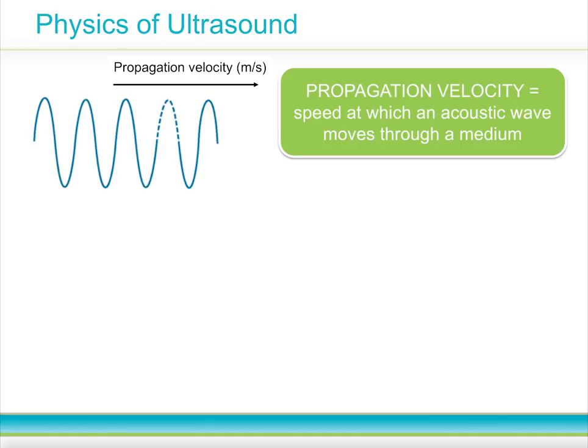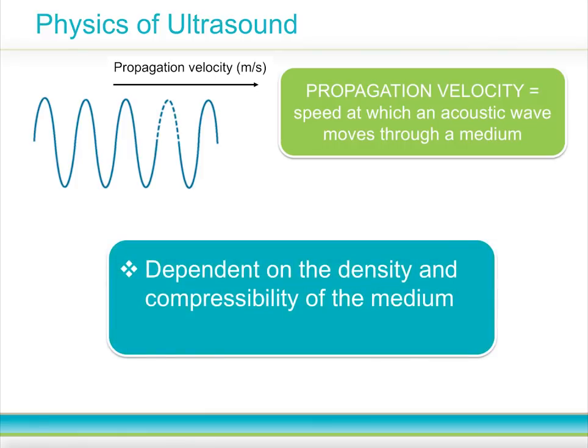Propagation velocity is the speed at which an acoustic wave moves through a medium. This is dependent on the density and compressibility of the medium and determines acoustic impedance. We'll come back to that in a moment when we discuss tissue echogenicity.